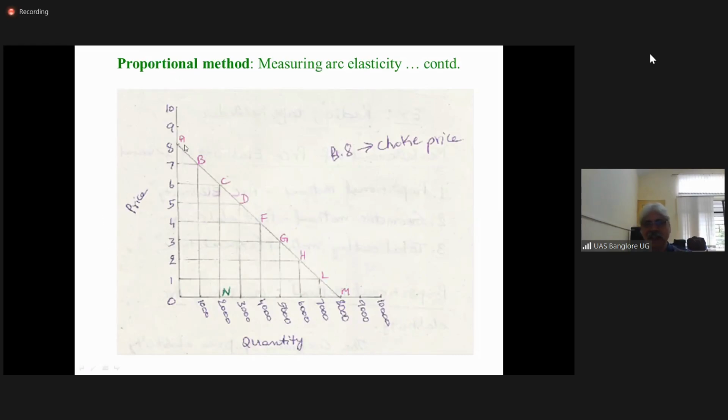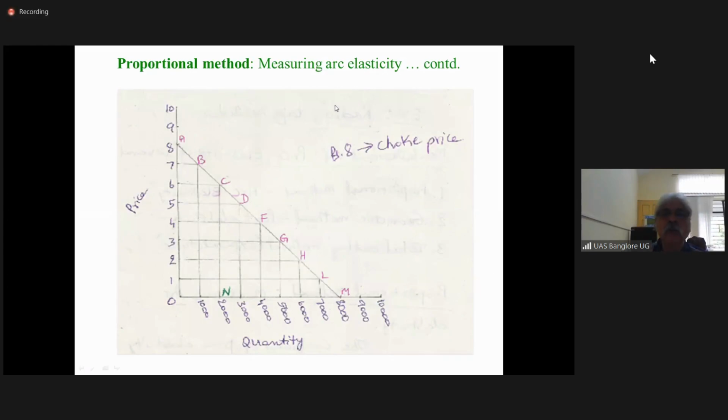Of course, 8 is the choke price, beyond which the consumer would say, I don't want to purchase anything. So at 8 rupees, the quantity demanded becomes 0. That is the choke price. The other day, last week, we came across the concept of choke price. So this is the demand curve.